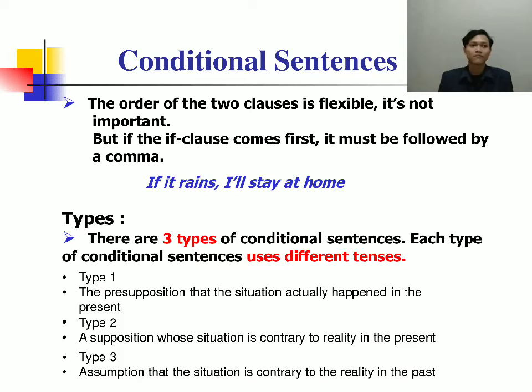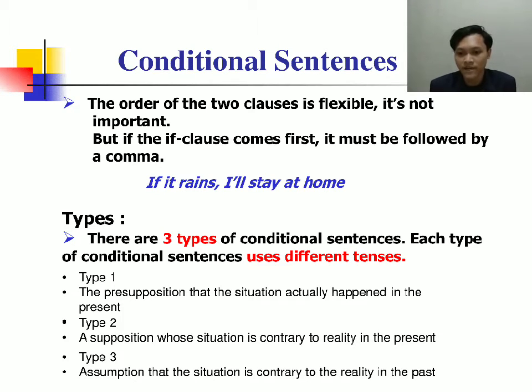Before we continue, any question? Okay, let's go on. There are 3 types of conditional sentences. Each type of conditional sentence uses different tenses. There are conditional type 1, type 2, and type 3.